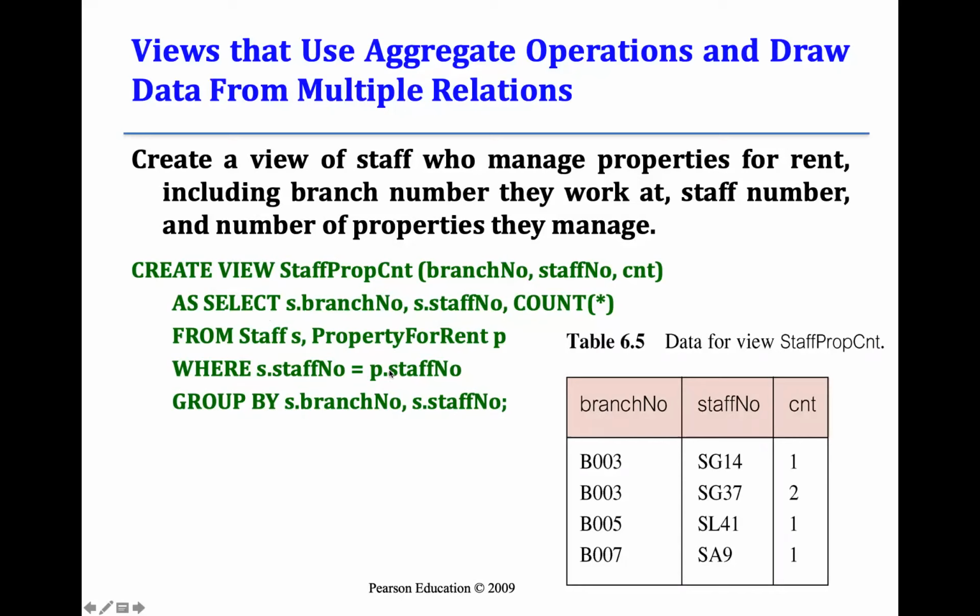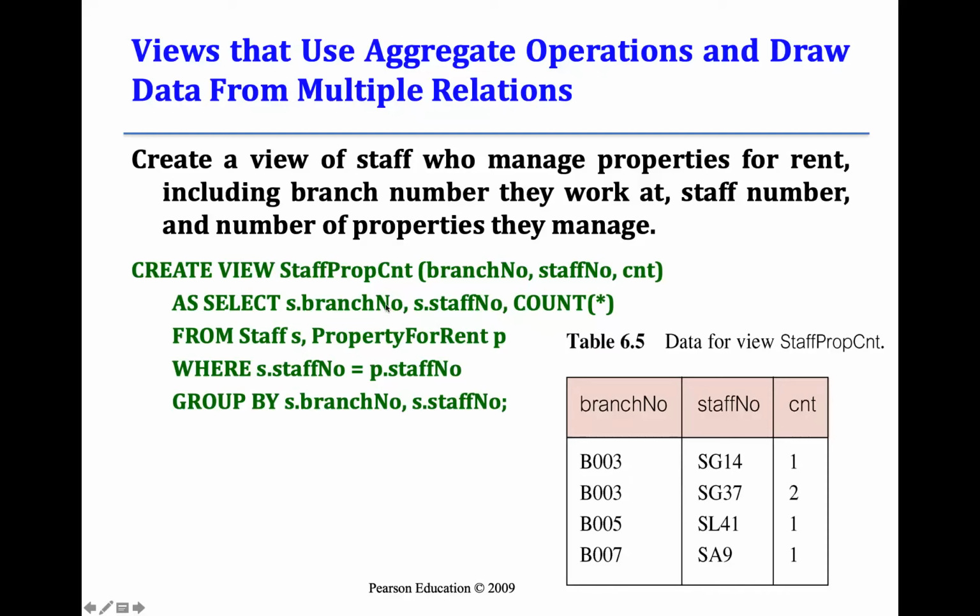So if we just did the group by on the property for rent relation, we could get the staff, but we would not know what branch they belong to. By grouping by the branch number, that gets branch number into the group by clause so that we can also have it up here.